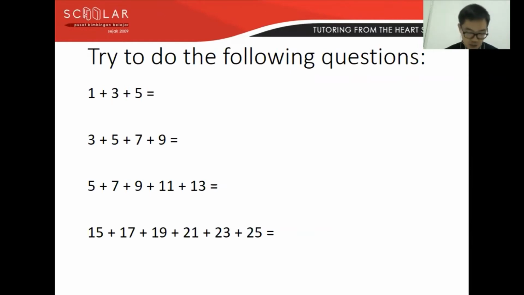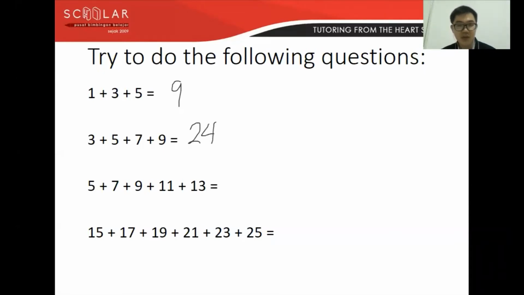If you see, here we are looking for 1 plus 3 plus 5. This should be very easy. You can get the answer, which is 9. Okay, and then you have 3 plus 5 plus 7 plus 9. Not so difficult. 24 is the answer.